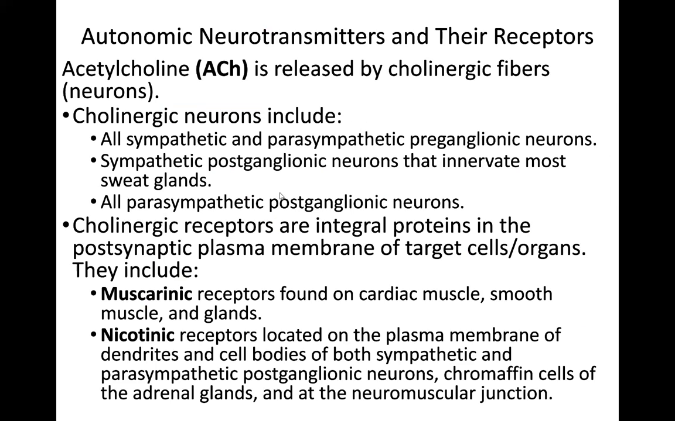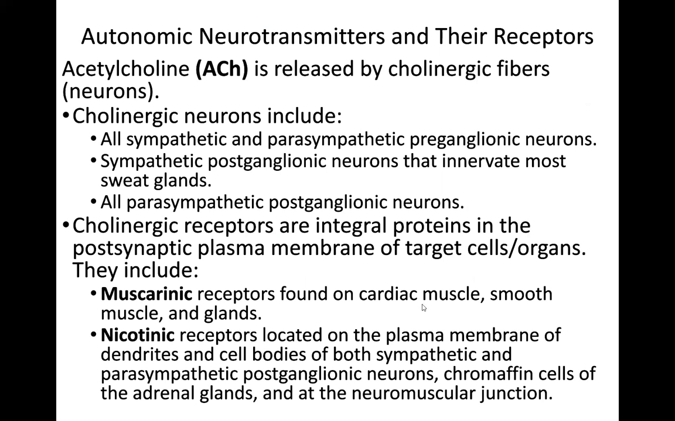Now, the receptors that receive and accept acetylcholine are called cholinergic receptors. They're integral proteins in the postsynaptic plasma membrane of target cells or target organs. And this includes muscarinic and nicotinic. Those are two types. Muscarinic, that word kind of sounds like muscle at the beginning.